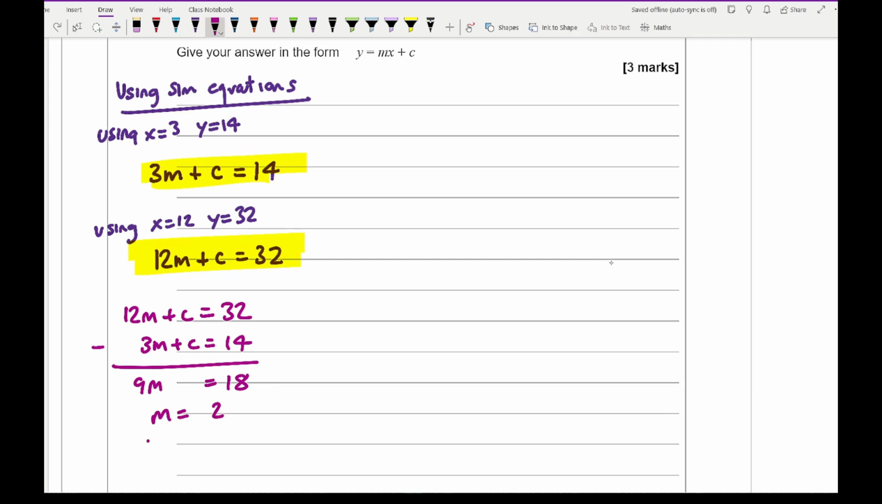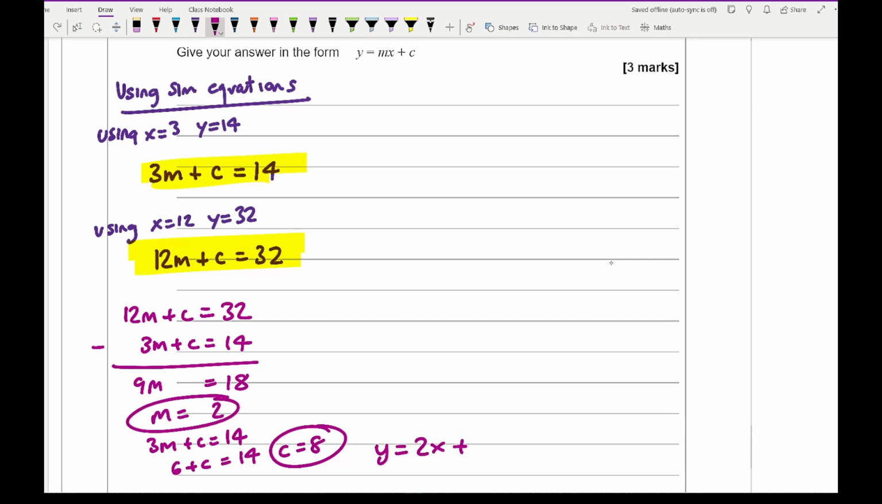And then using 3m plus c equals 14, I get 6 plus c equals 14. So c equals 8. And so my equation of a line is going to be y equals 2x plus 8. And there is my answer.